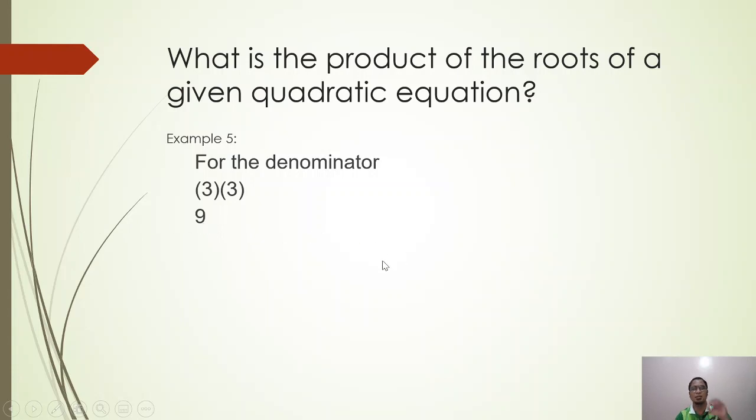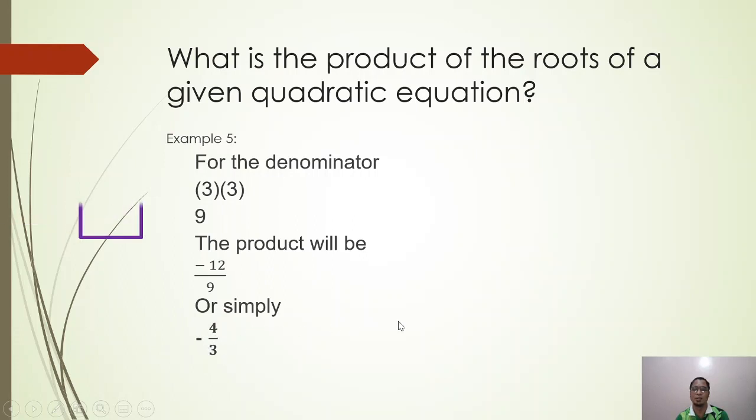Kung pagsasamahin natin yung numerator at denominator, negative 12, ito yung kanina, negative 12 over 9. Saan sila pwedeng i-divide parehas? We will be simplifying fractions here. So, saan po natin siya pwedeng i-divide parehas? So, yung 12 pwedeng i-divide sa 3, same goes yung 9. So, yung mismong sagot natin, yung product, negative 4 over 3. This will be the product of the roots of the given quadratic equation.